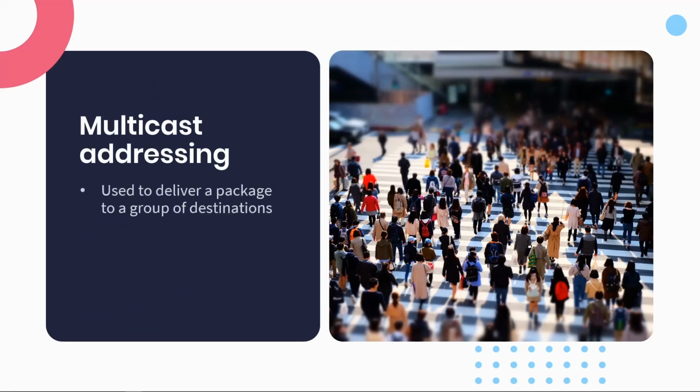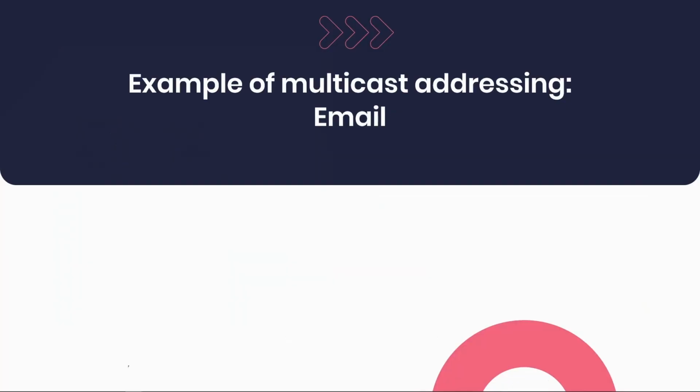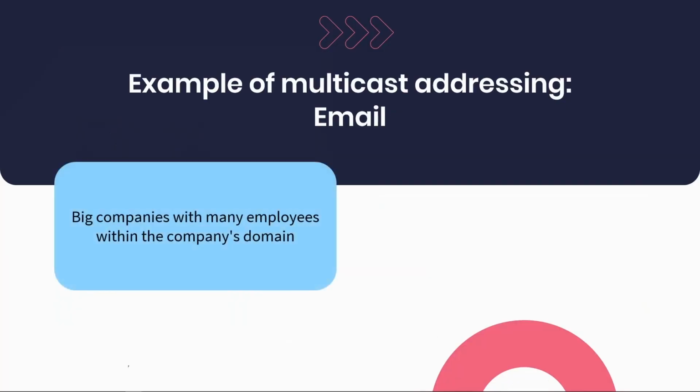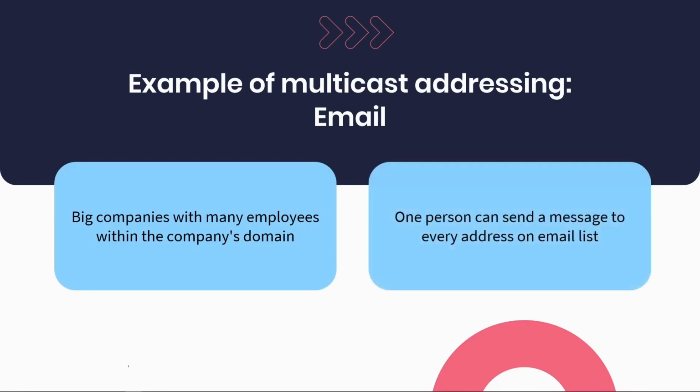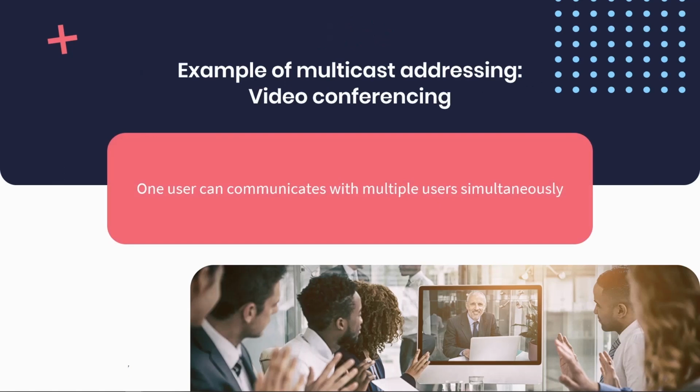Multicast addressing is used to deliver a package to a group of destinations. Any packet sent to a multicast address will be delivered to every host connected on that network. A good example of multicast addressing is emailing in big companies where there are a lot of employees within the company's domain. One employee in the company can easily send a message to every employee within the company by adding every address to the company email list. Another good example of multicast addressing is conference calls, where one user can communicate with multiple users simultaneously over the internet using applications like Zoom and Skype.